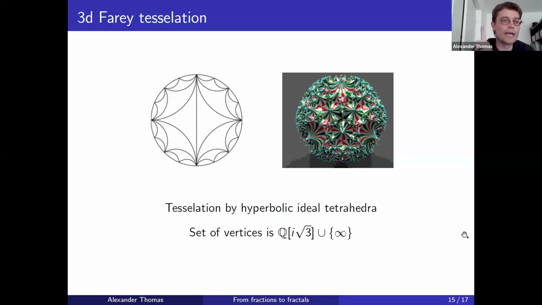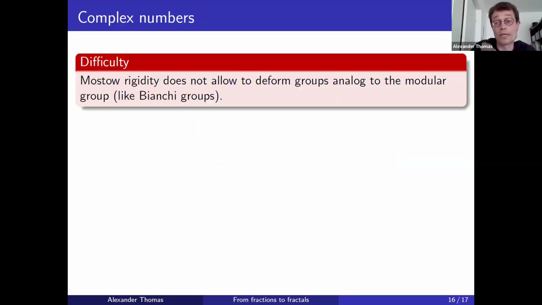But actually, there's a really major difficulty with complex numbers. And it comes from Mostow rigidity. So for those who know a little bit about hyperbolic 2D and 3D geometry, you probably know this. So in 2D hyperbolic geometry, you can deform a lot of stuff. But whenever you have hyperbolic 3-space, or even higher dimensions, then many groups or many lattices, you cannot deform them anymore. So somehow the natural thing we would like to do, taking some symmetry group, which is analogous to the modular group, which is called the Bianchi group, you cannot deform it.